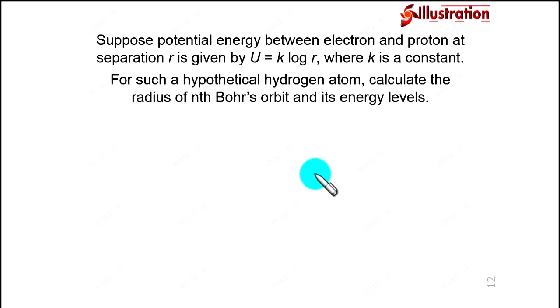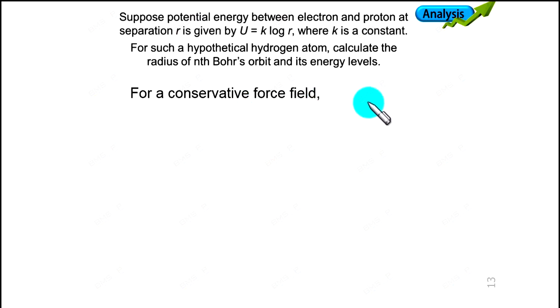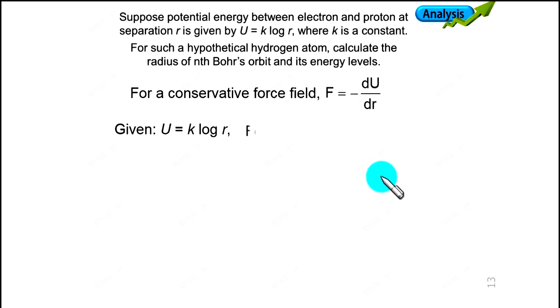This can be calculated by differentiating this relation with respect to r with the negative sign. We know the force in any conservative field is given by minus du by dr. So, let us calculate the force F equal to minus du by dr, and u equal to k log r, and differentiation of natural log r equals 1 upon r. So, this force is equal to minus k divided by small r, right.